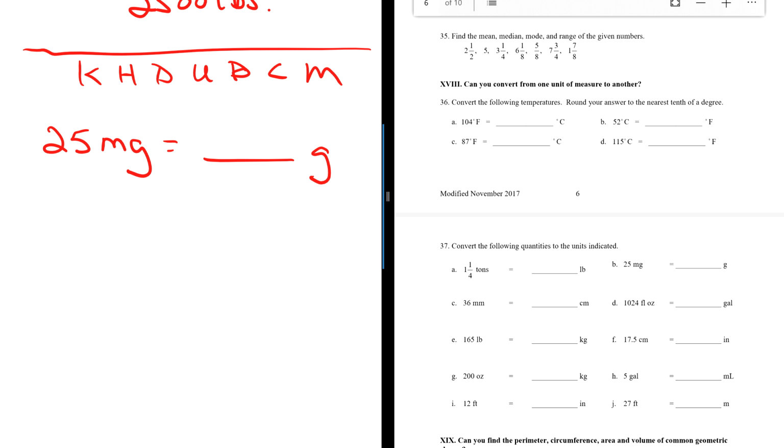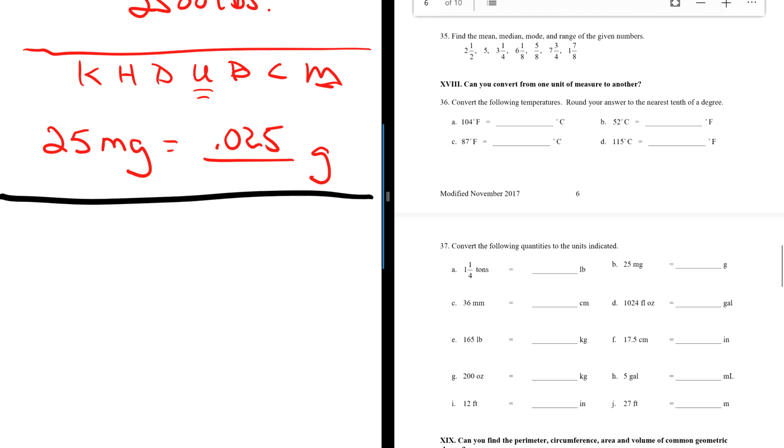So I've got 25 milligrams, which is over here, and I'm changing it to grams. So I've got to go to grams, and that's one of my units. So I'm going to move it over 1, 2, 3. So 25 milligrams equals 0.025 grams. Going from milligrams to grams. Okay. What else can I do here? Millimeters to centimeters. So I think you've got this. We did real well on that, I thought.